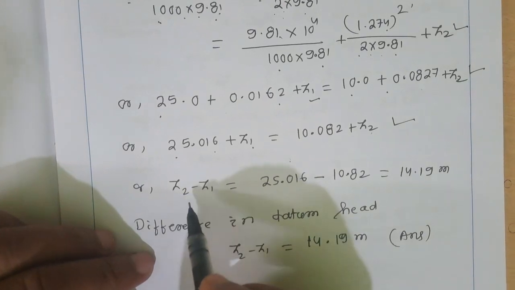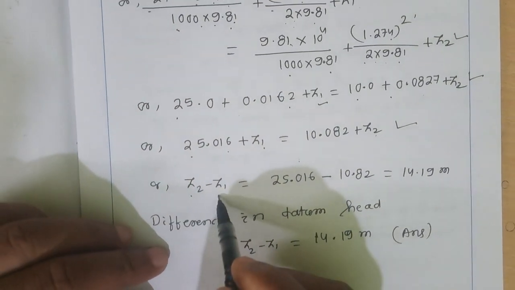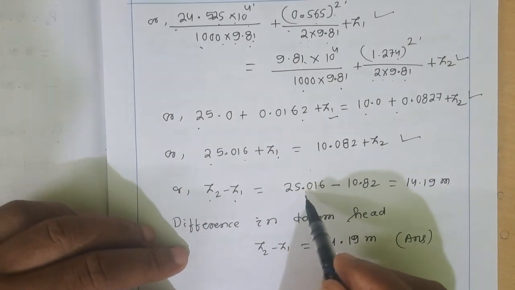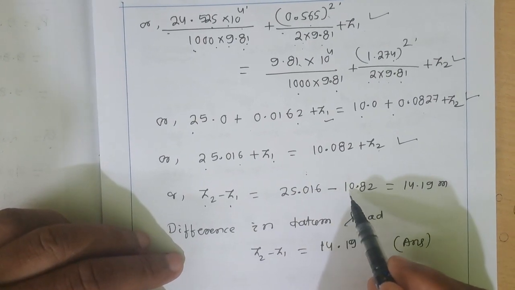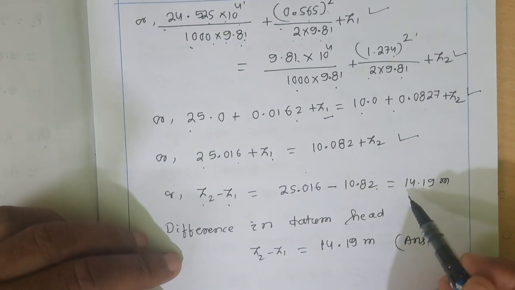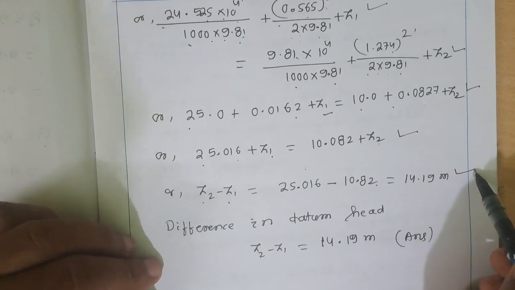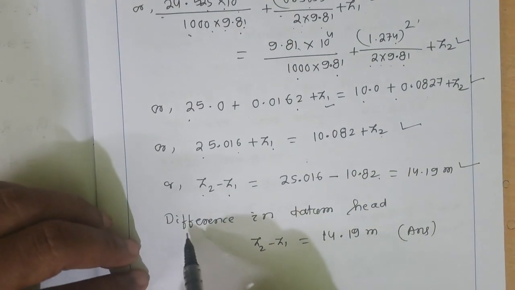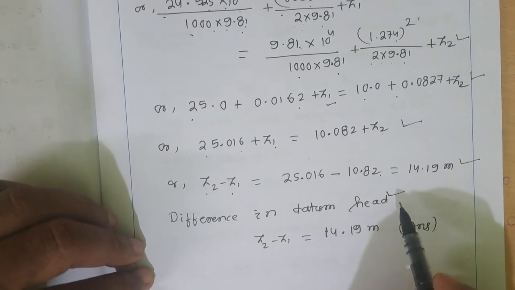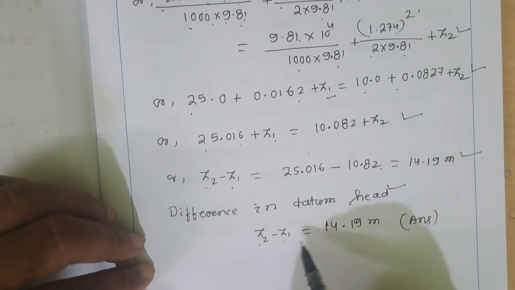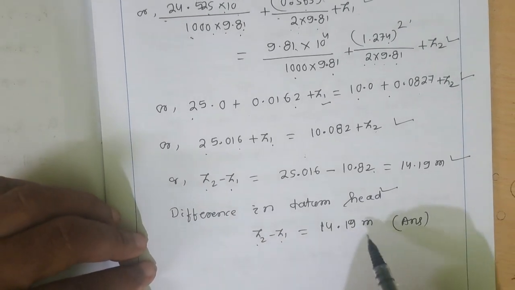Or we can write as Z2 minus Z1 is equal to 25.016 minus 10.82 is equal to 14.19 meter. Therefore, the required difference in datum head is equal to Z2 minus Z1 is equal to 14.19 meter.